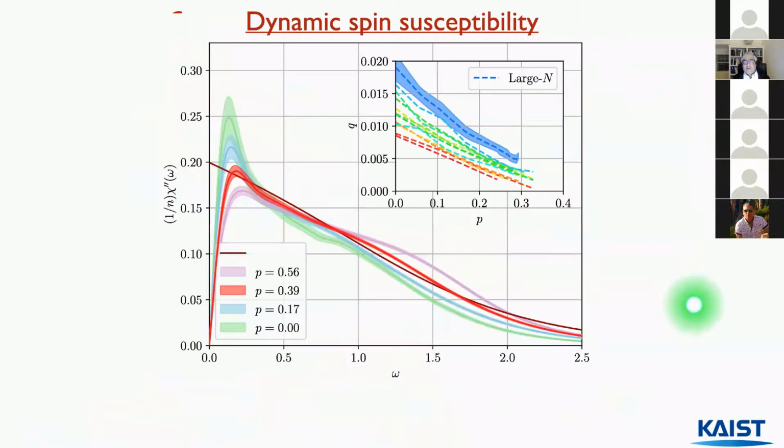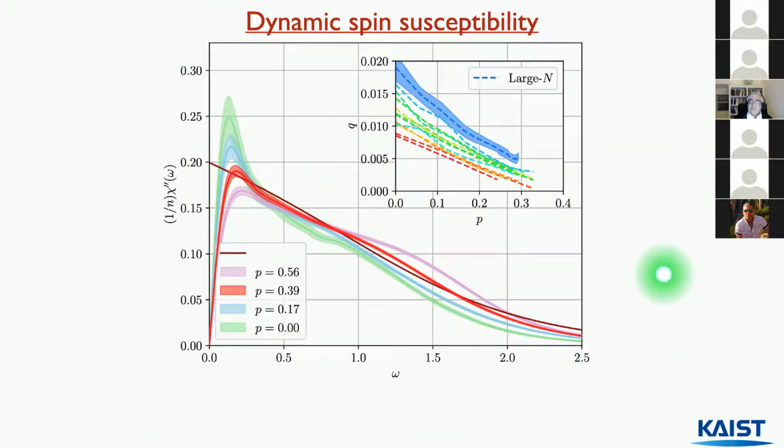So what is going on at low doping? I think I already told you this in my first lecture. What you can deduce about what's going on at low doping is by computing the spin spectral function.